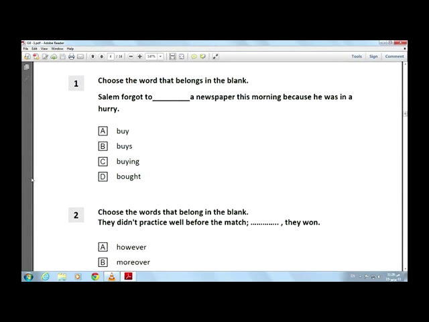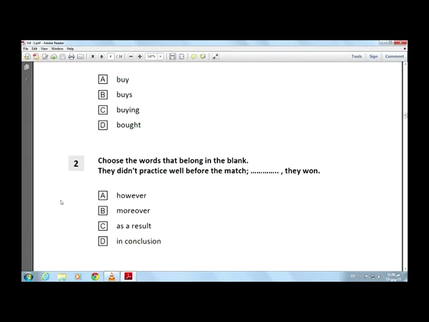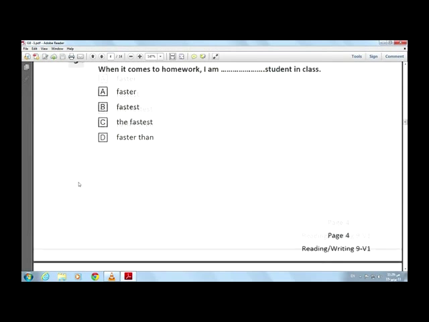After that, this is example number 2. I will just give you 2 samples. For example, choose the word that belongs in the blank. It's the same style of questions, and you have to put the correct word in the blank. This kind of question is related to linking words, how to connect between 2 parts of a sentence. Look here, they give us the punctuation, and we have to choose the word that is suitable in the space. These are about writing mechanics.